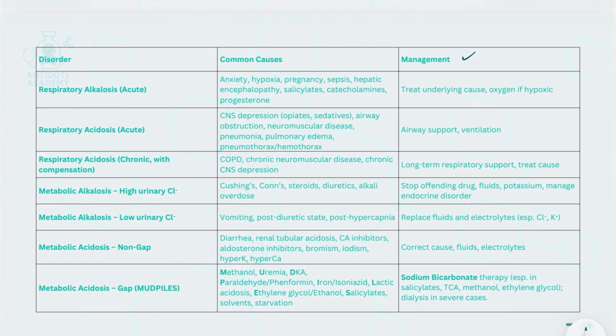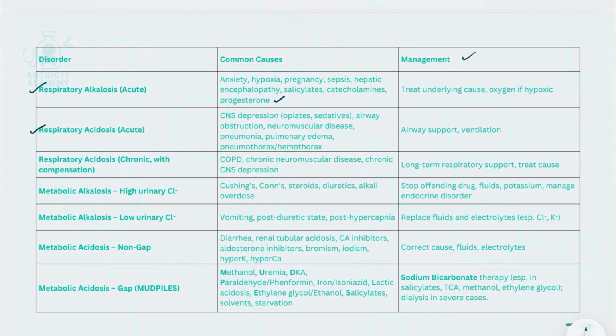First is respiratory alkalosis. What happens here is too much breathing takes place, carbon dioxide is low, and the blood becomes alkaline. What causes this? Anxiety, hypoxia, pregnancy, sepsis, salicylates, and catecholamines. How do we manage that? We have to treat the root cause. If oxygen is low, we have to give oxygen therapy.